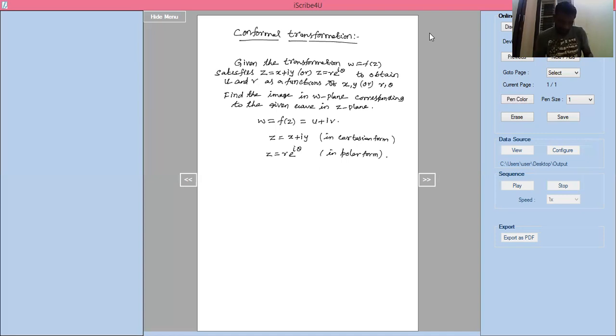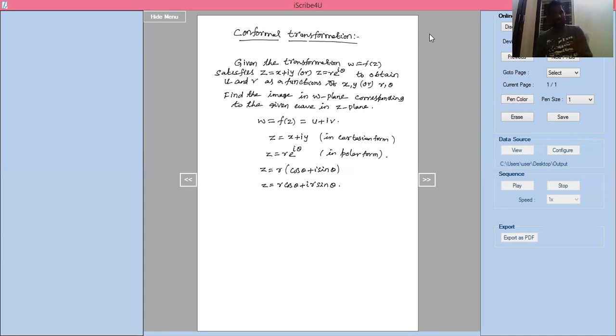Here z equal to r into e power i theta, we will write as cos theta plus i sin theta. This only, z equal to r cos theta plus i into r sin theta, we can write. So this is the general concept of this conformal transformation.